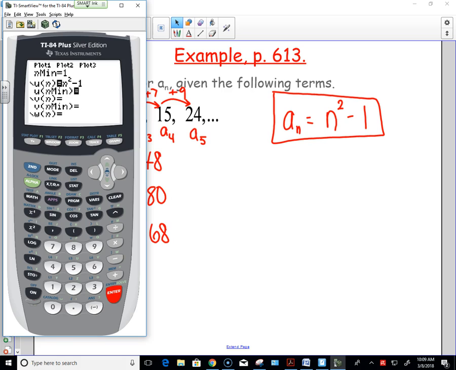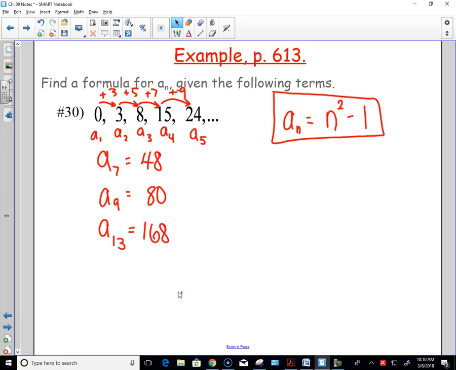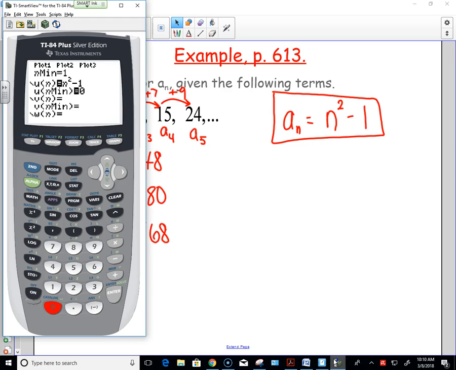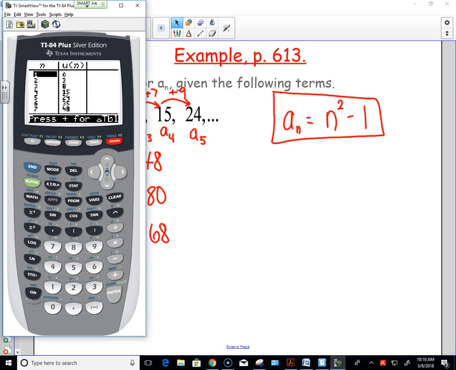So this type of formula is way easier than the recursive one, huh? Okay. What's your u of n min? It's not 1. 0. N starts at 1. First term, n starts at 1. But u of 1, remember, what's that talking about? U of 1 is a sub 1, and a sub 1 is the first term. And what's the first term? 0. So once you get the first term in there, then go ahead and go check out and say, go team. 0, 3, 8, 15, 24, 35, 48, etc.